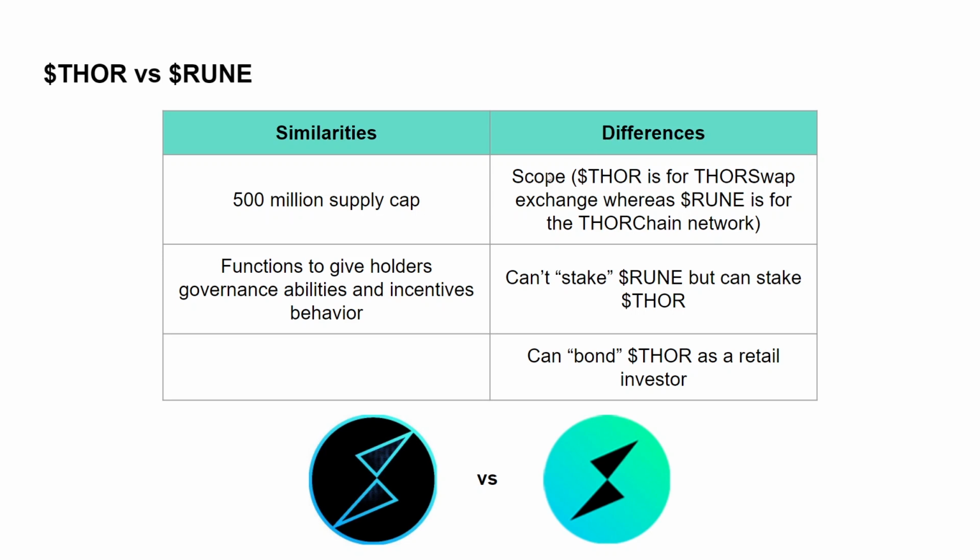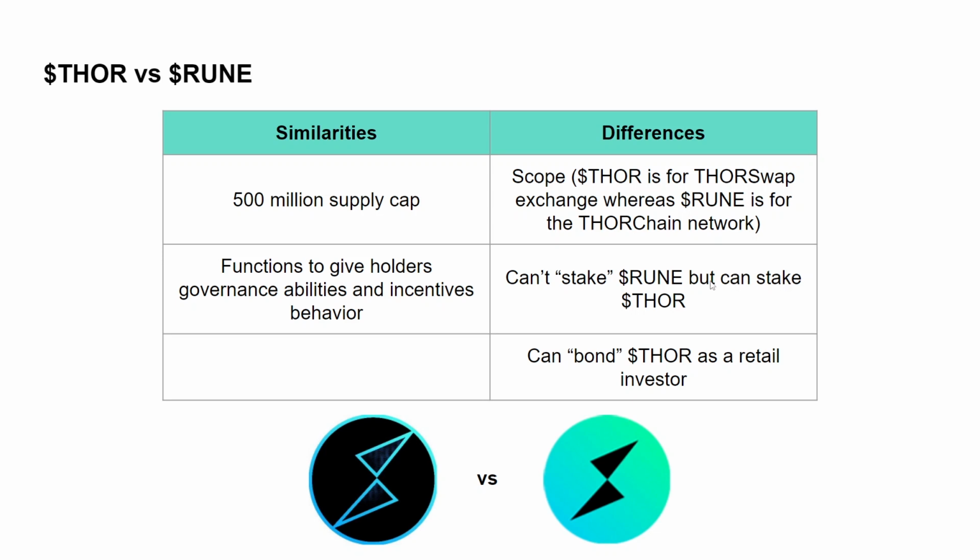So their scope is different in that THOR is for the THORswap exchange, and RUNE is for the entire THORChain network. So RUNE is used for gas fees and providing liquidity. Users can't technically stake RUNE tokens, and what I mean by stake here is in the same manner as Ethereum is staked in order to validate the blockchain. Users can't really stake the RUNE token and receive a return unless they're trying to be a node validator. That currently is the case. Maybe in the future that's not going to be true. Maybe some services will pop up to allow retail investors to stake RUNE token, but for now that's not possible.